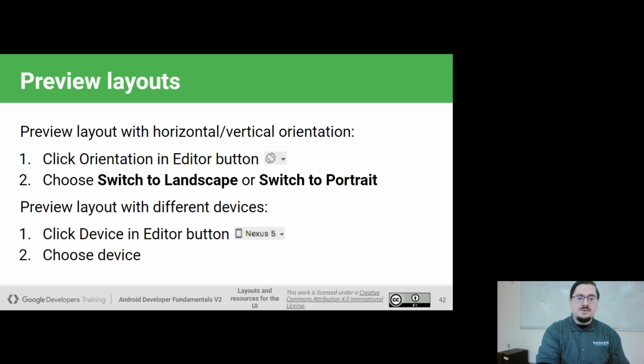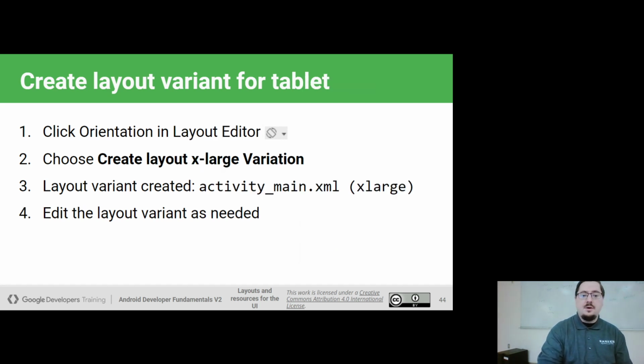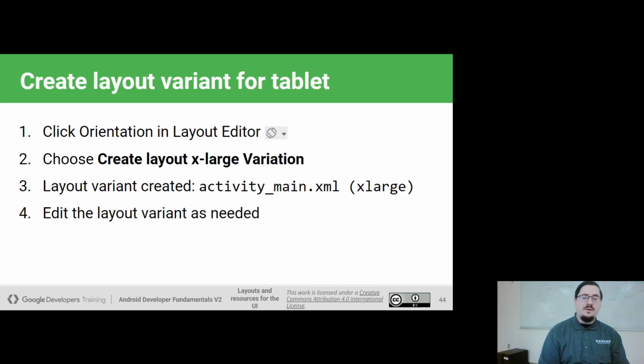So we looked at how to switch between landscape and portrait yesterday. You saw that under the change the orientation button, you can create a landscape variation there. And you also saw that we can create a tablet version there. Okay. And that created it under a folder called land. This one created under a folder called SW600DP.